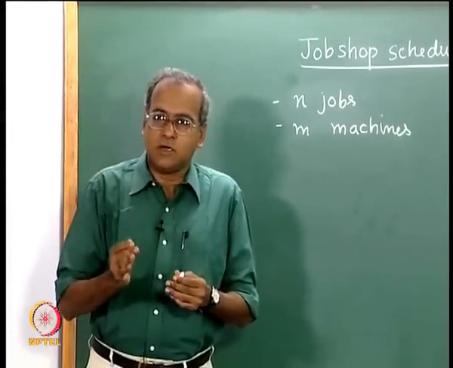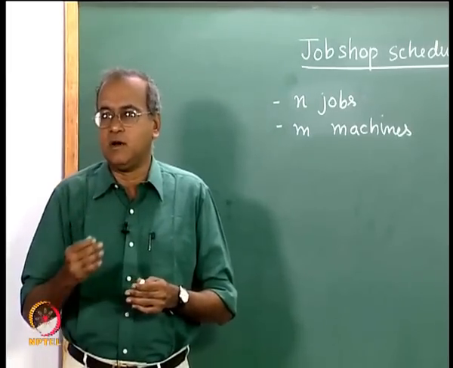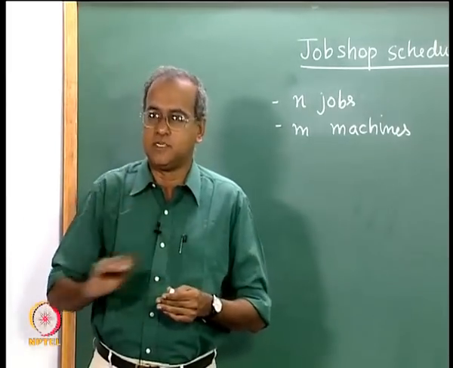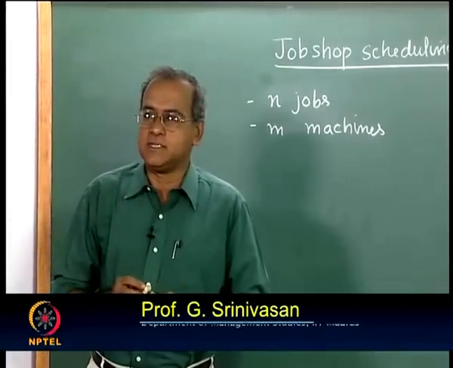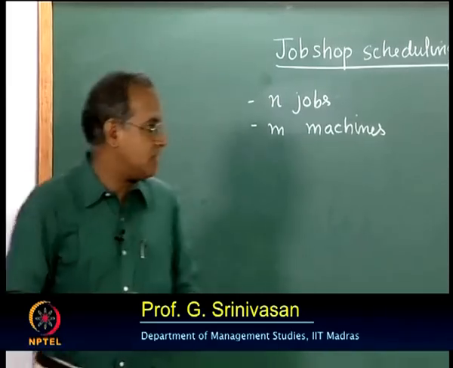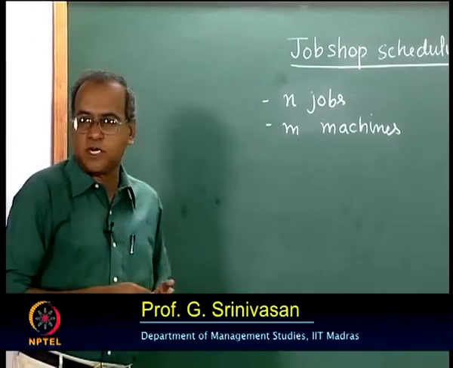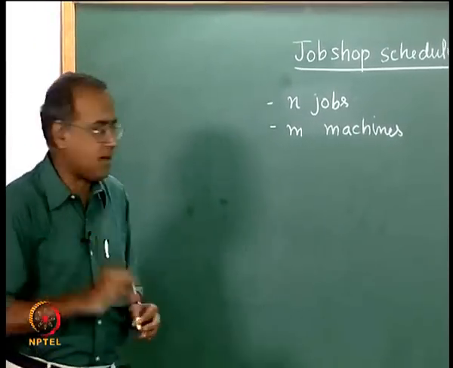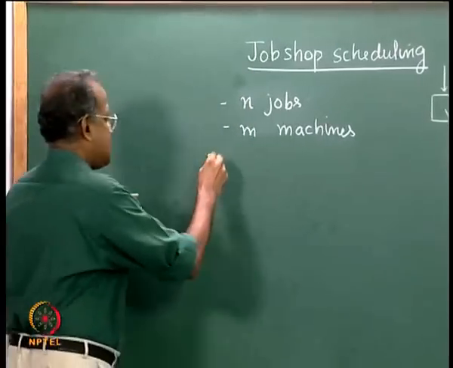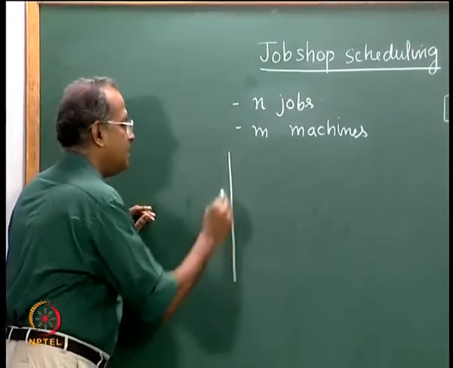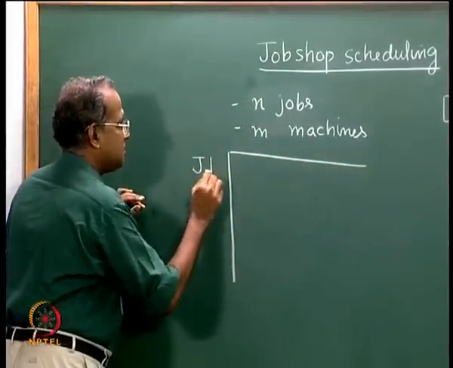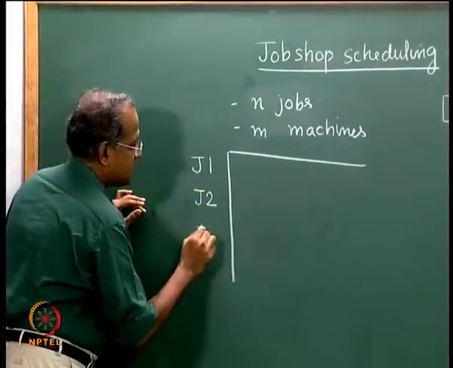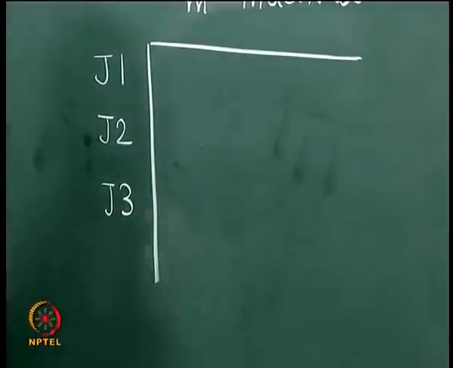It is also not absolutely necessary that all the jobs will visit all the machines. A job can visit a subset of the existing set of machines. So, let us explain the job shop scheduling problem using an example. In this example we are going to look at 3 jobs and 3 machines. Let me call the 3 jobs J1, J2 and J3.